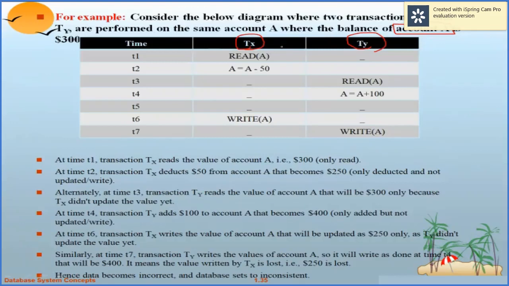So what am I doing at first? I'm trying to check the balance of account A. So how much is the balance written over here? Around $300. So first I need to read the amount present in account A, which is $300. And now I'm trying to deduct 50 rupees from this one. And if you observe here, when 50 rupees is deducted, my balance should be 250, isn't it?